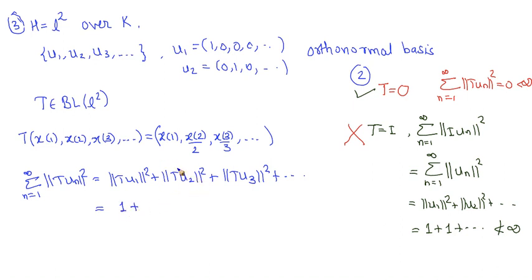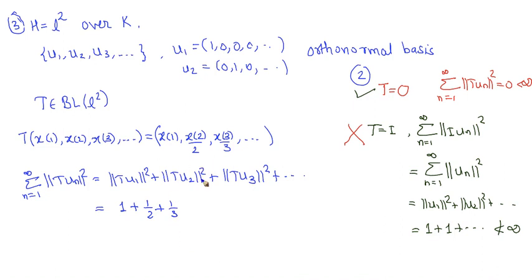Now what is norm of T(u2) squared? What is T(u2)? If I take u2 = (0, 1, 0, 0, ...), what is T(u2)? So T of (0, 1, 0, 0, ...): x2 is 1, so x1 is 0. So this is (0, 1/2, 0, 0, ...) and all others are 0. So what is the norm of (0, 1/2, 0, 0, 0)? That is again 1/2, right? Plus 1/3.